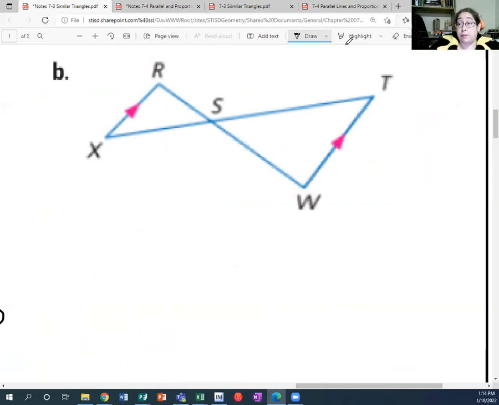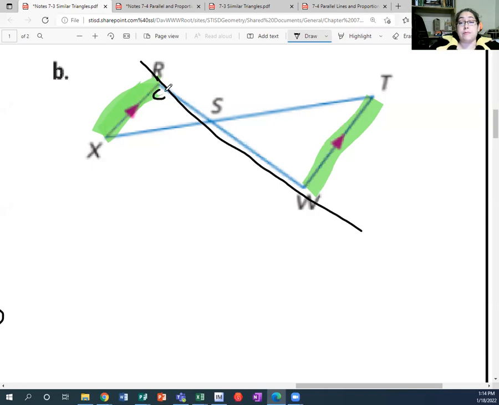RX and TW are parallel to each other. Awesome. Okay, since they're parallel, what kind of information does that give me? Okay, RW and XT are transversals. These are lines that intersect parallel lines. I'm only going to mark RW so it doesn't get too messy, but that means that this angle here at R and this angle here at W have a special relationship. Do you remember what the name of that relationship was?